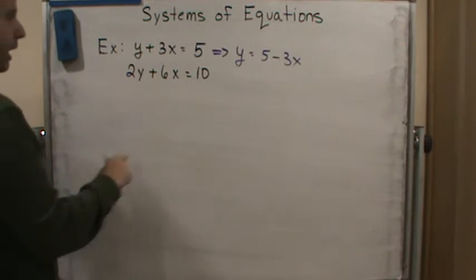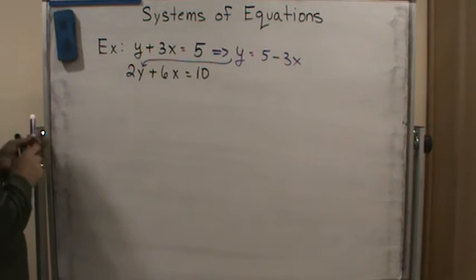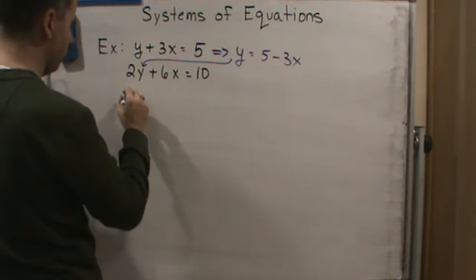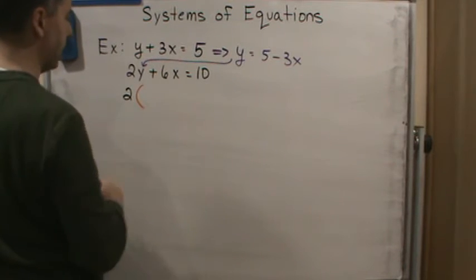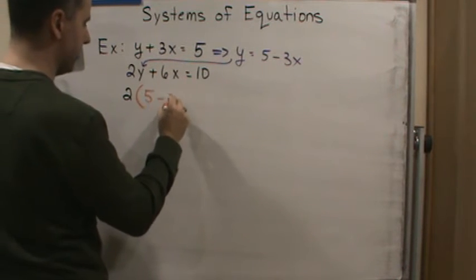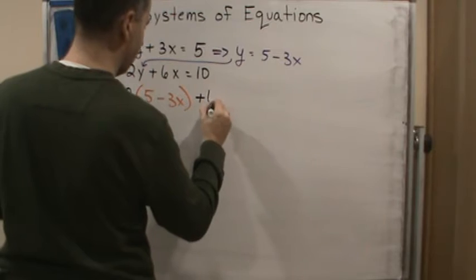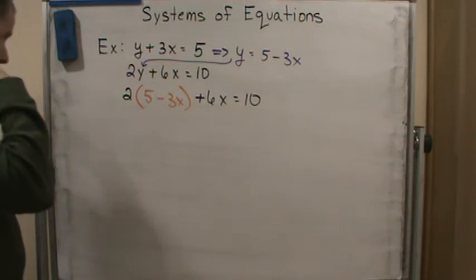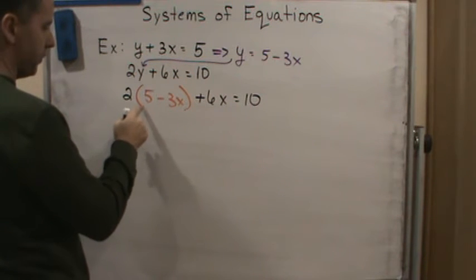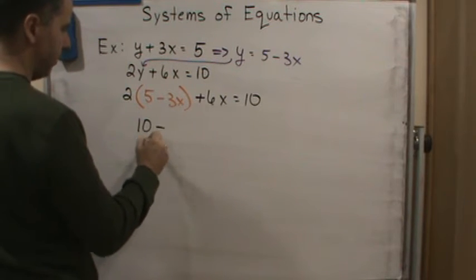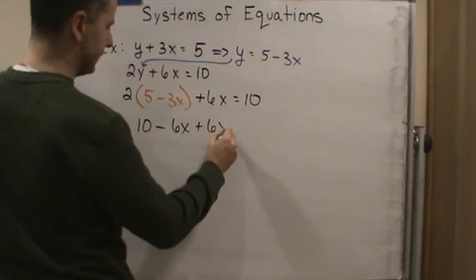Okay? So now what I'm going to do is substitute this in for y. And so what do I get? I end up getting 2 times 5 minus 3x plus 6x equals 10. And now I'm going to solve for x. So first I'm going to distribute the 2. So 2 times 5 is 10, minus 2 times 3 is 6x, plus 6x equals 10.